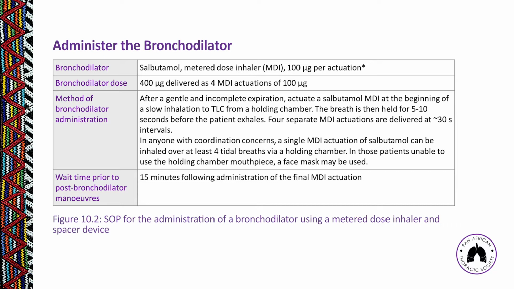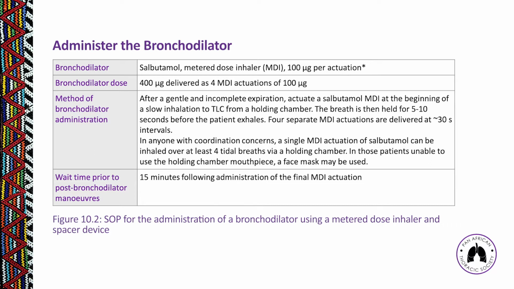So 400 micrograms is delivered in 4 metered doses, 1 dose at a time. So 100 micrograms at a time. How the patient will actually take it is, after a gentle and complete expiration, you actuate the metered dose inhaler. The child inhales it through the holding chamber. The breath is held for 5 to 10 seconds before the patient exhales. And 4 separate doses must be delivered at 30-second intervals.